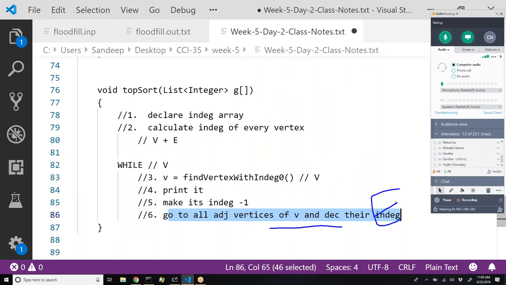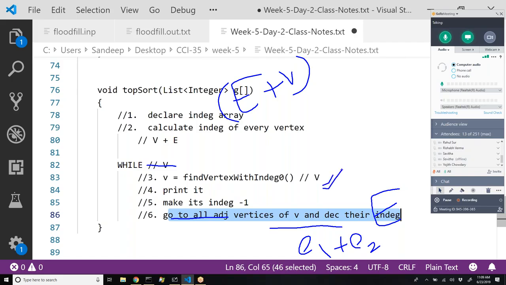It is not e times. For one vertex, it may be e1 times, for another vertex it can be e2 times. So what we are doing for this and this combined together, we are writing e plus v. That's what we did previously also. But for this separate thing that we are running, we can say it is v square. Is it fair? Now outer and inner combined, I say e plus v.